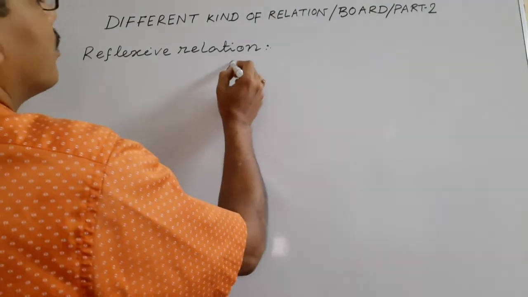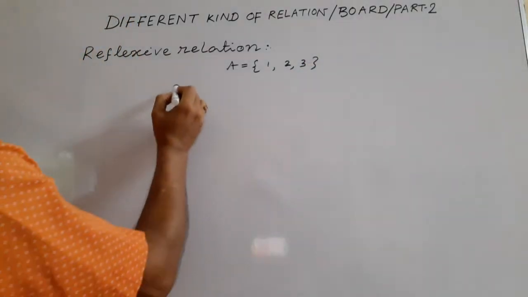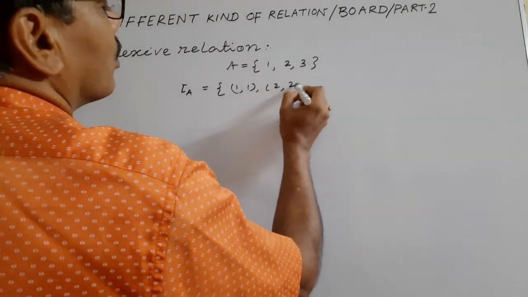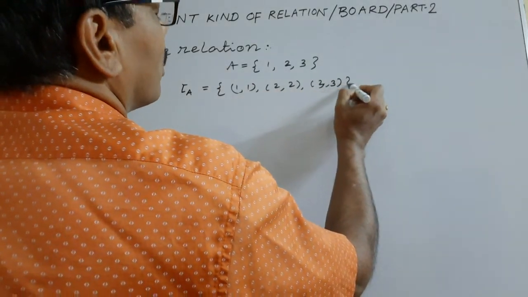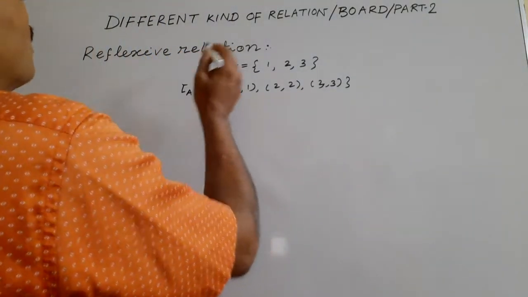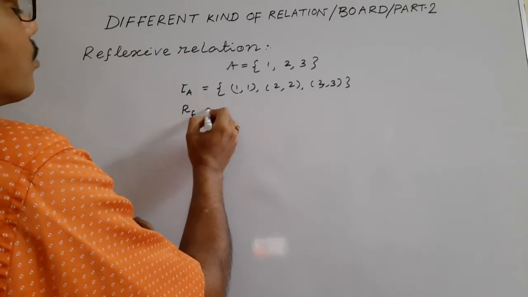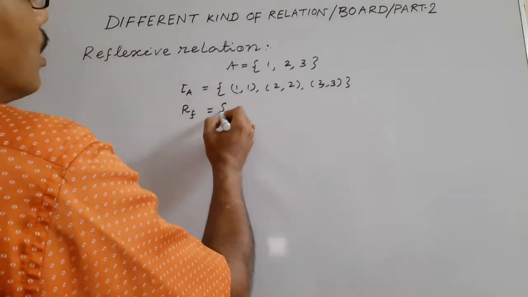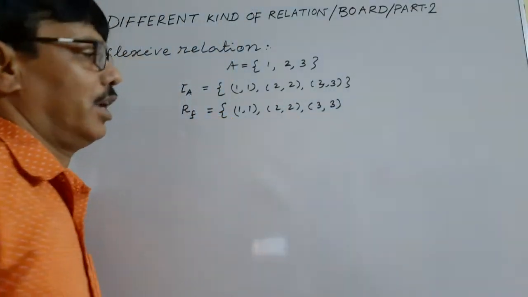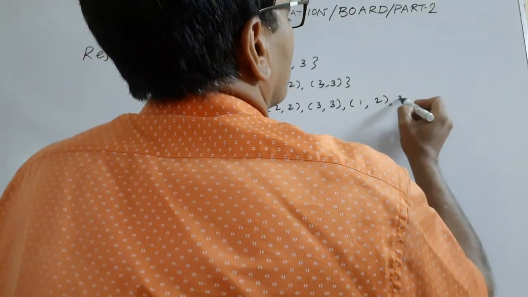So suppose we take an example, A equals {1, 2, 3}. Now we have already defined what an identity relation is: (a, a) belongs to R, the same kind of ordered pair. This is the identity relation. But in case of a reflexive relation, say a reflexive relation R, the same type of ordered pairs must be included here, but you may get other ordered pairs also, like (1, 2), suppose (3, 1).